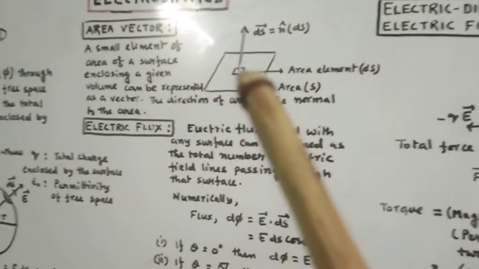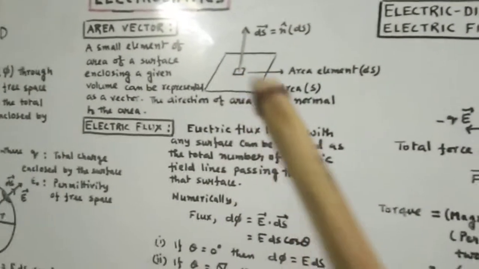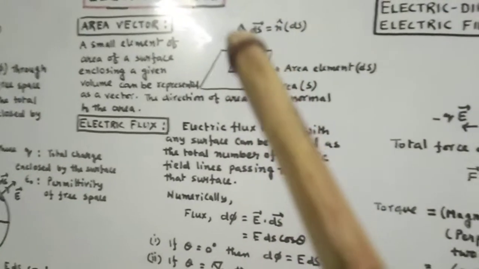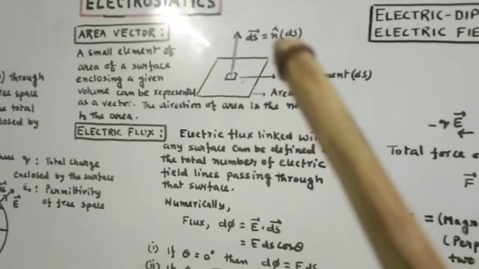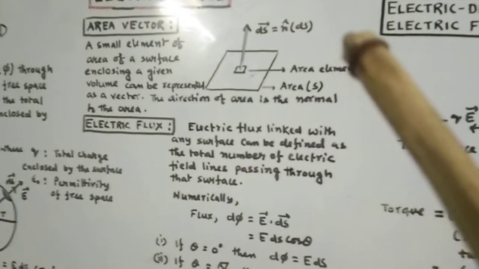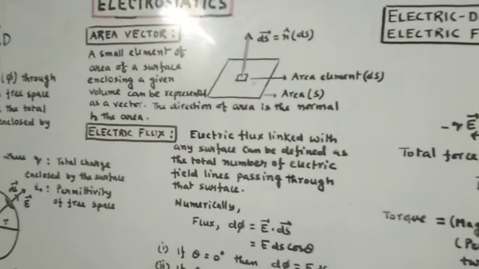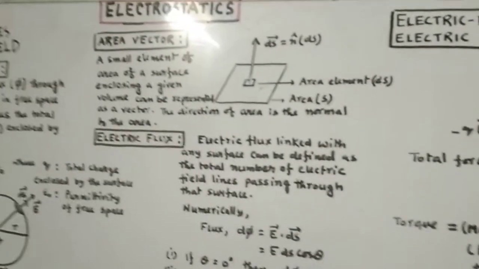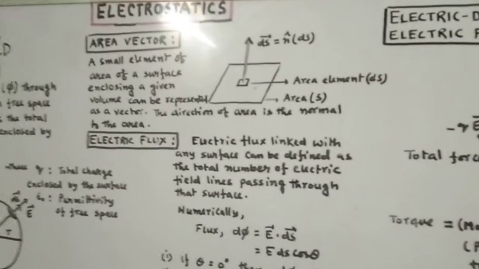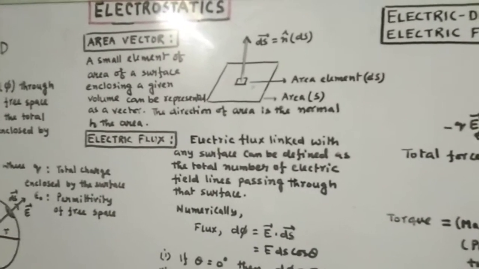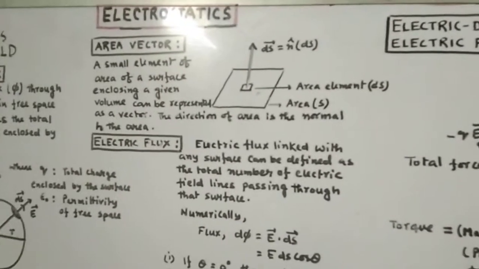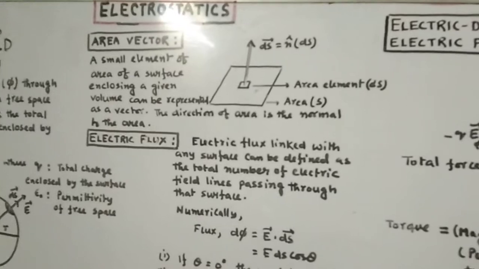Now if we have to define the direction of this ds, then what we have to do, we have to draw a normal. So ds vector, so n cap ds. N cap is nothing but the unit vector and ds is your magnitude. So if someone asks you to find the direction of the area, what will you do? You will draw a normal to the area, and the direction of the normal gives you the direction of the area. So this is a very important part for our coming topic, that is your area vector.